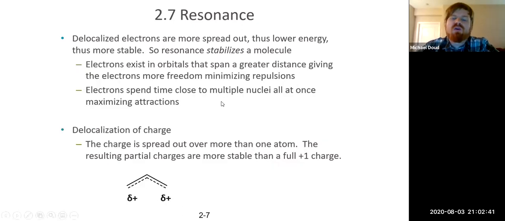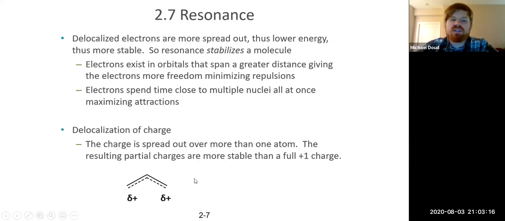Okay, so I already mentioned this here, but the more delocalized your electrons are, they're spread out over more nuclei. That is a stabilizing interaction, and so that's going to actually stabilize the overall molecule. So if it spans a greater distance, there's actually more space for the electrons to exist in, so they're not going to interact with each other, they're not going to repel each other, and again, there's more nuclei to kind of hold them there. So we see delocalization of electrons and delocalization of charge.